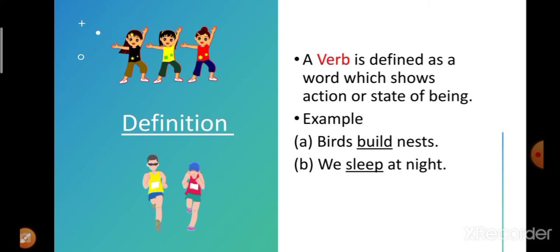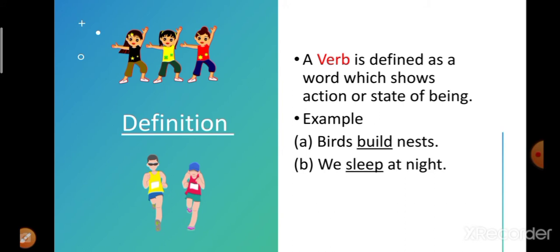A verb is defined as a word which shows action or state of being. So action words are known as verbs. Wherever we come to know that something is in action, and there is a movement there or an action is being performed there, so there we use a verb.